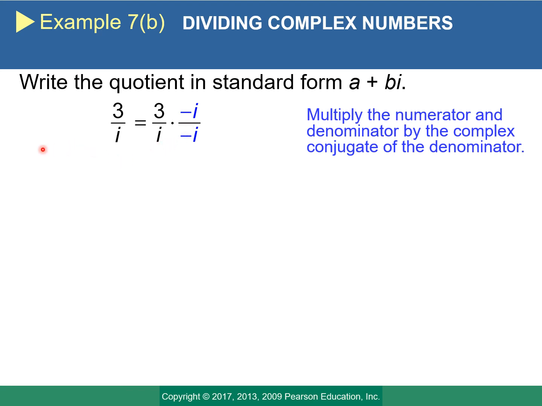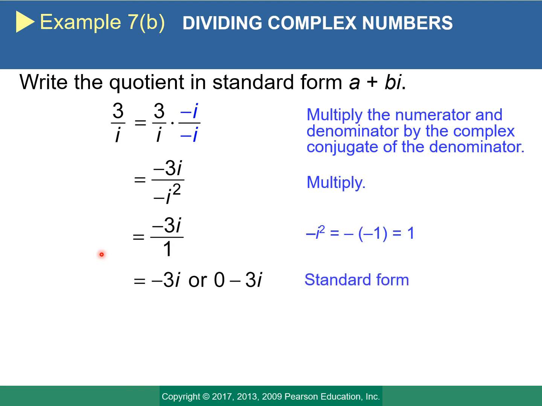And so you're going to multiply top and bottom by the complex conjugate of the denominator. And so this one's really nice. You don't have to FOIL anything out. We just have negative 3i on top, negative i times i, or i squared on bottom. And then we know i squared is negative 1. So this negative that was in front of i squared turned the negative 1 into positive 1. And that's our final answer. Negative 3i, or if you want to put the real part on, this is 0 minus 3i.